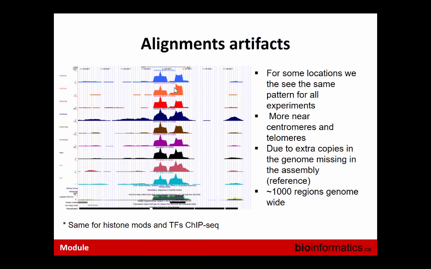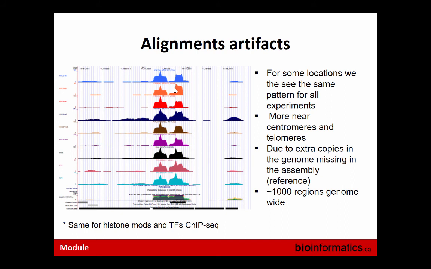It's kind of bothering. Yes, they look very similar. You will be suspicious why activating mark and repressing mark look so similar. This is a typical view of alignment artifact. You can see thousands of those on the entire human genome; there will be thousands of those locations where we will see something like that.